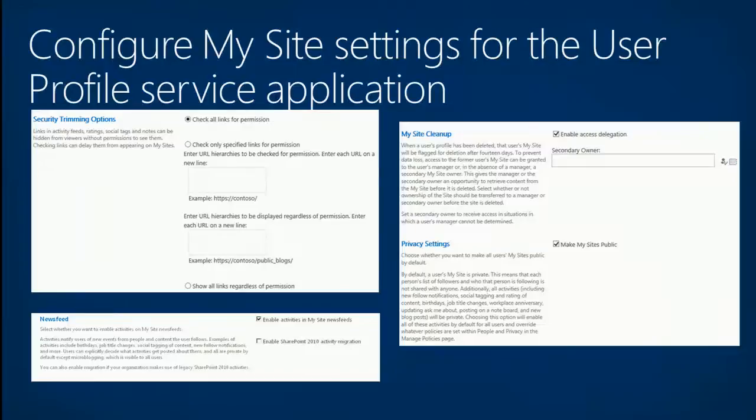In addition to that, as I mentioned before, there's that enable activities in my site news feeds. And then also, if you're upgrading that information from 2010 and you want to bring that in, you also have the enable SharePoint 2010 activity migration. So if you're going to be trying to bring that information over when you're building your My Site host prior to upgrade, you want to make sure that that's checked so that that functionality is actually available.